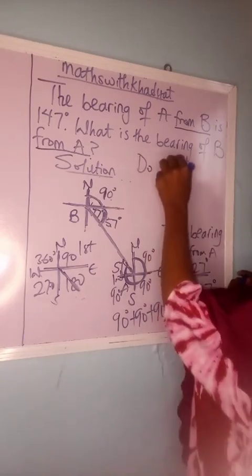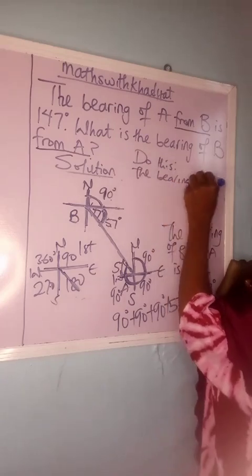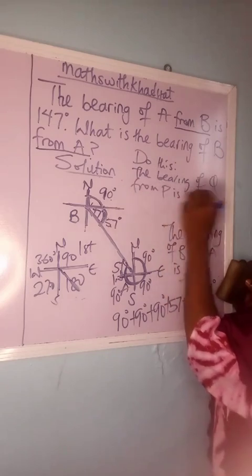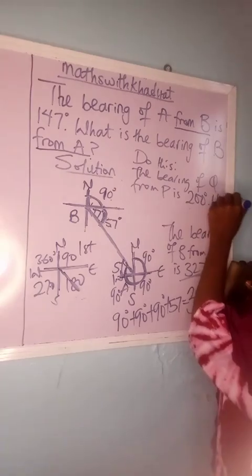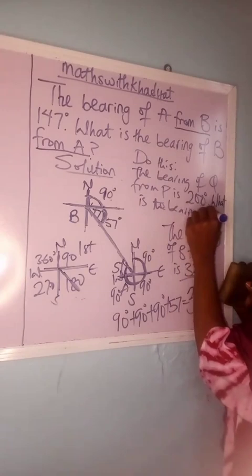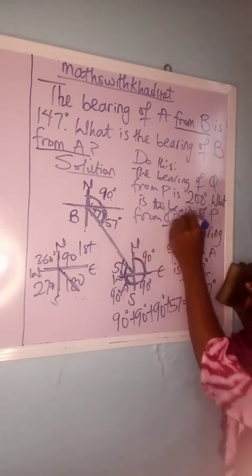Now do this for me. The bearing of Q from P is 200 degrees. What is the bearing of P from Q?